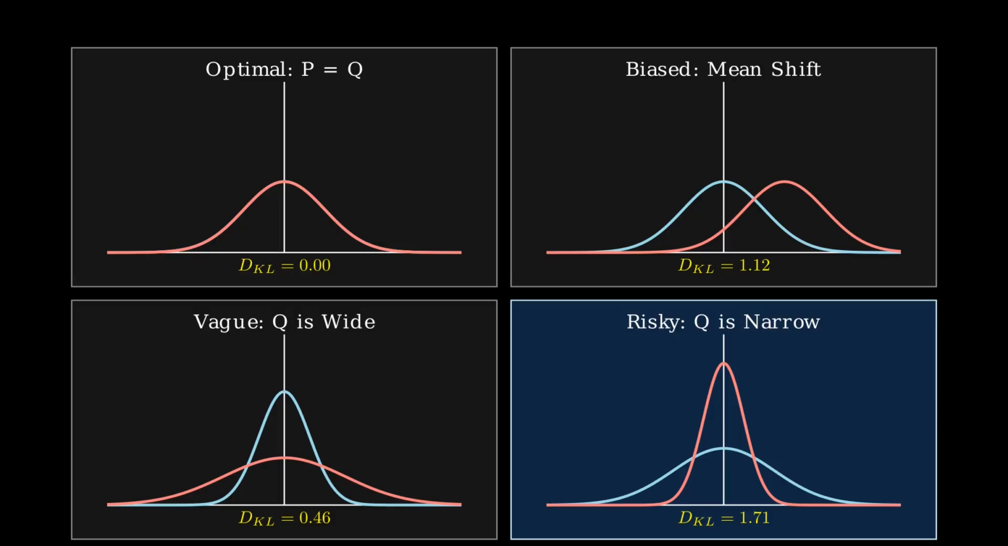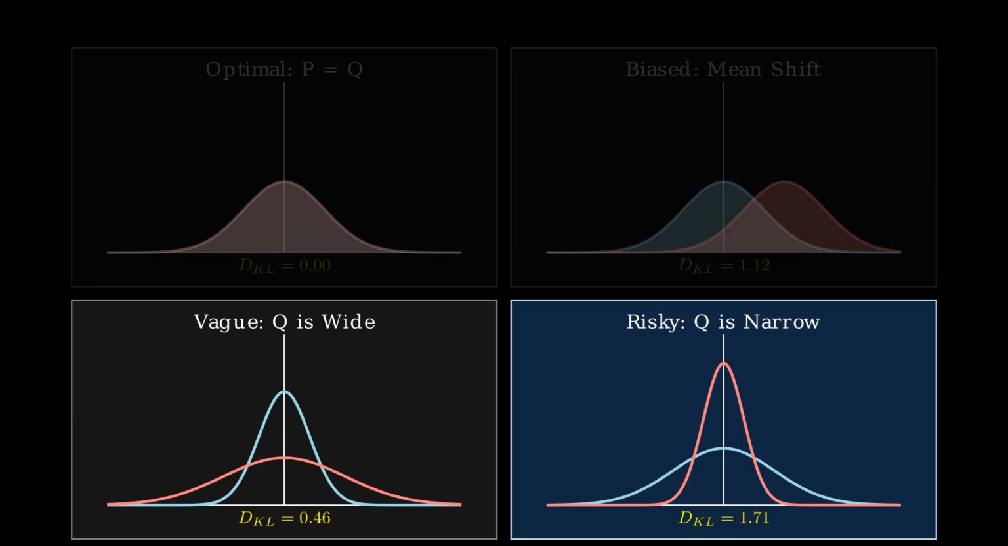Finally, the risky case. Q is too narrow. It ignores the possibilities that P says are likely. This is heavily punished. KL divergence is asymmetric. Using a wide model for a narrow truth feels different than using a narrow model for a wide truth. Because the ratio of P over Q is weighted by P, the penalty for missing information is much higher than the penalty for being too broad.